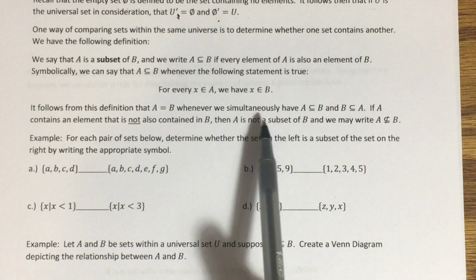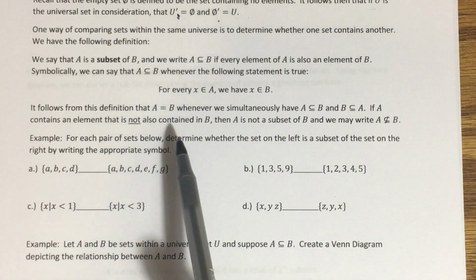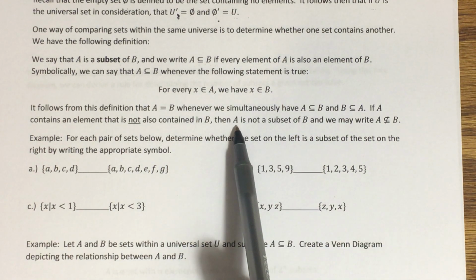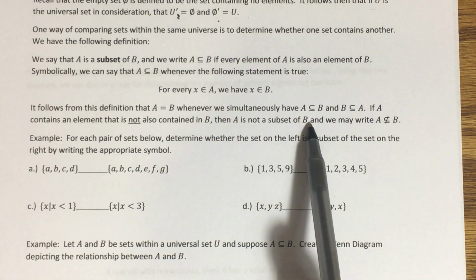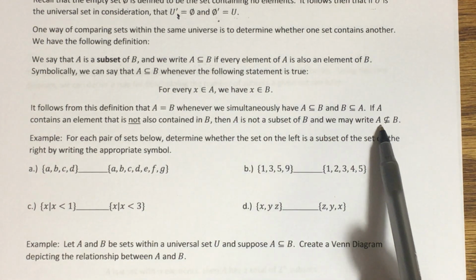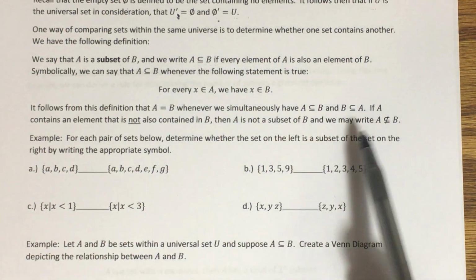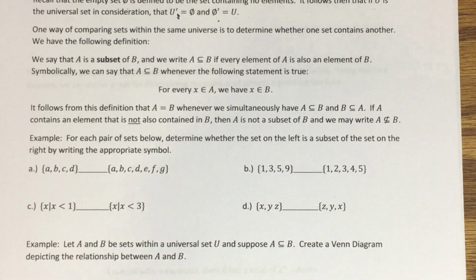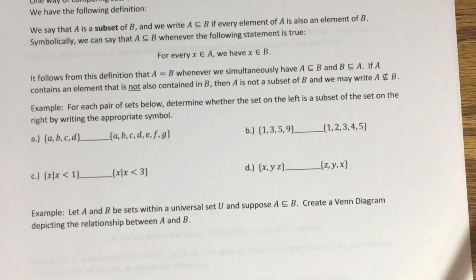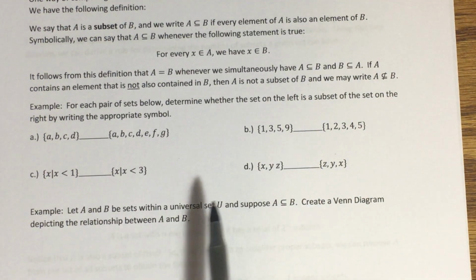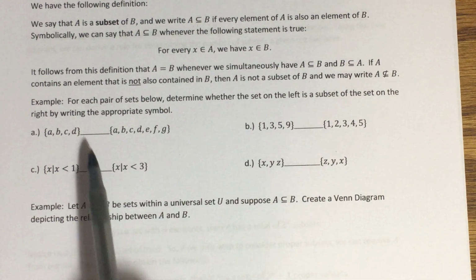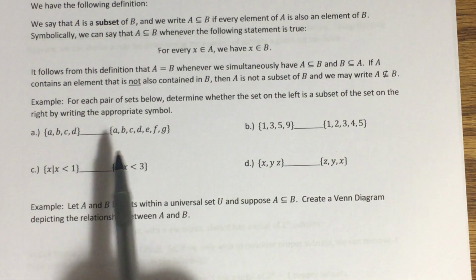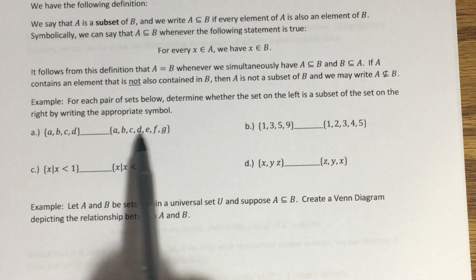One last thing here before we move on to the example. It may be the case that A is not a subset of B. In other words, A may contain elements that do not appear in B. And in that case, we use this notation, similar to what we did in section 2.1 for elements. If A is not a subset of B, we use the subset symbol and we put a line through it to indicate that it's not a subset. So, 4 examples down here. I want to look at each of these sets and compare the set on the left to the set on the right. The goal here is to determine whether the set on the left is or is not a subset of the one on the right.